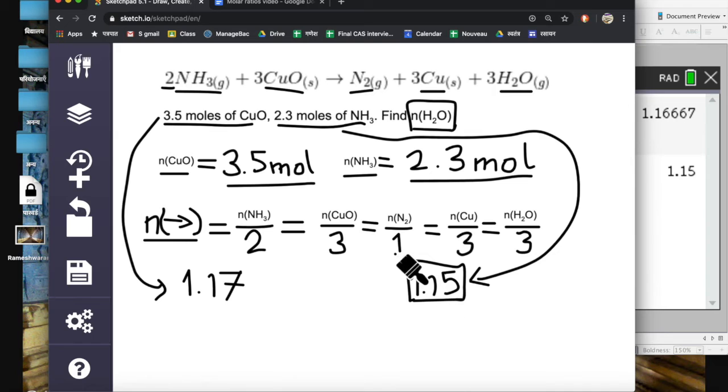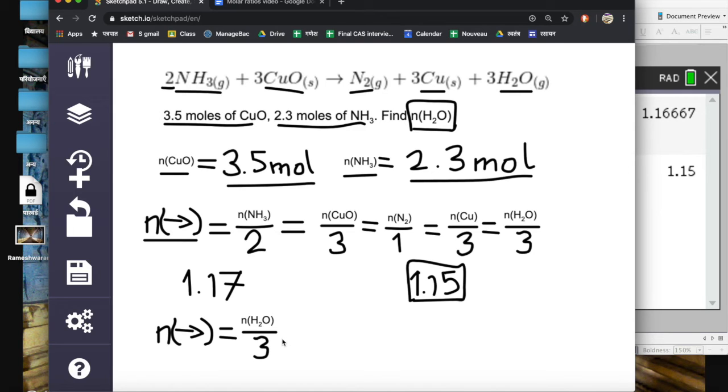So now that we know the limiting reagent and the number of moles of reaction, we can rearrange this equation to find the number of moles of water from the number of moles of reaction. So the number of moles of reaction is equal to the number of moles of water divided by 3. Therefore, we can rewrite this equation to solve for the number of moles of water. In this question, the number of moles of water is all that we're interested in.